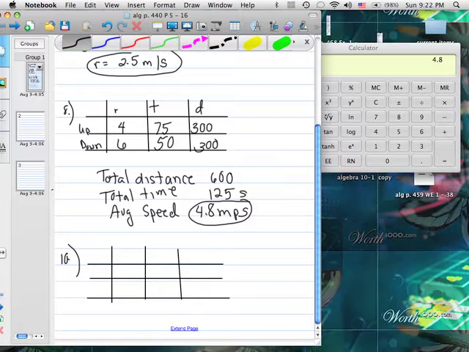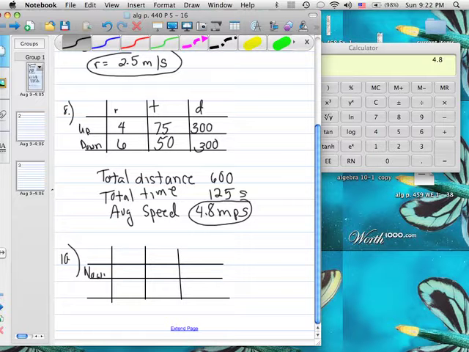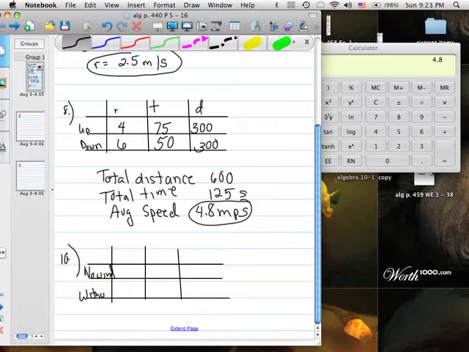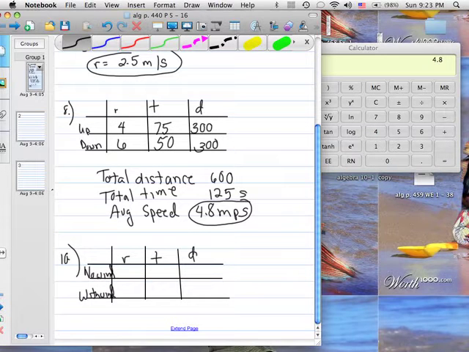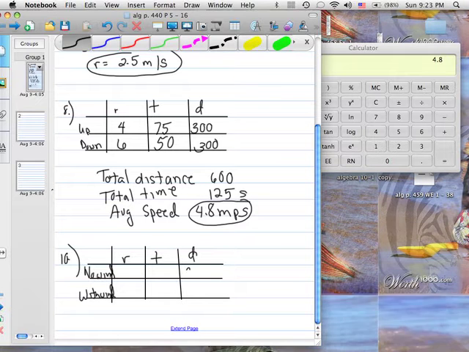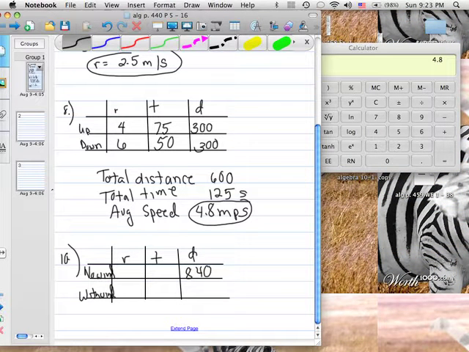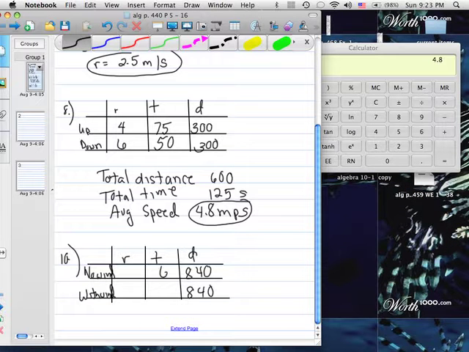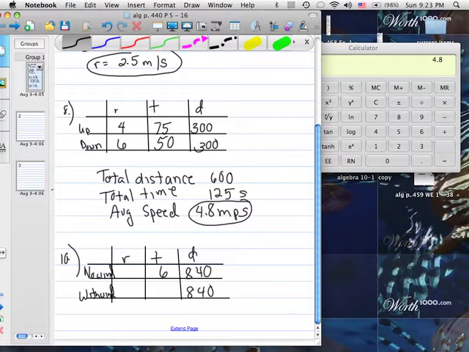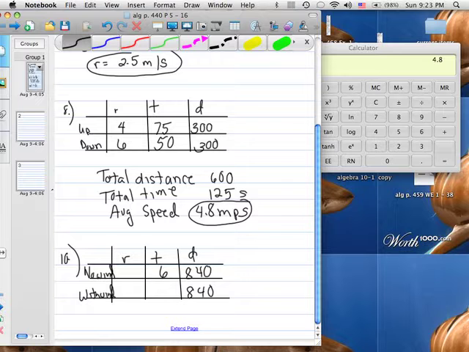So we have no wind and with the wind. Rate, time, distance. Flying with no wind, it makes an 840-mile trip, and then returns 840 miles. It takes the first trip with no wind 6 hours. And with the wind, coming back, it had a 70-mile-per-hour wind.